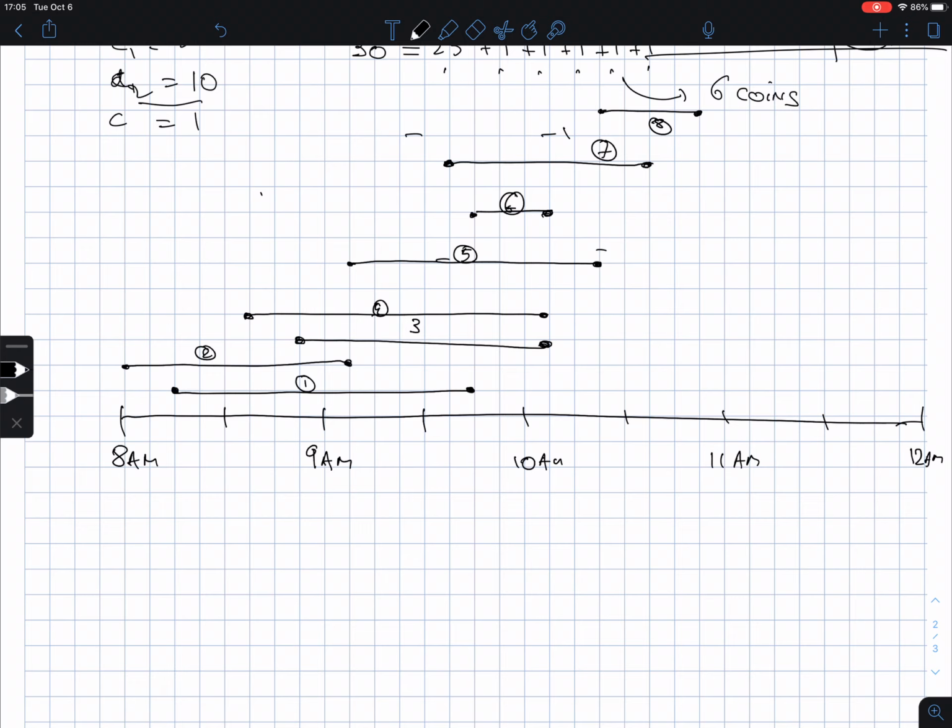Okay, so the idea is to optimize, and there might be different ways of optimizing. What I'm saying is I want to schedule as many as possible. There could be different things.